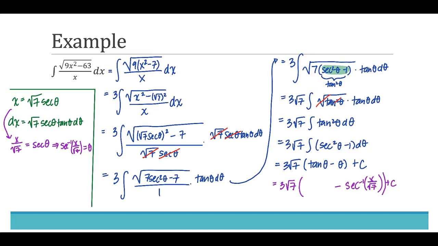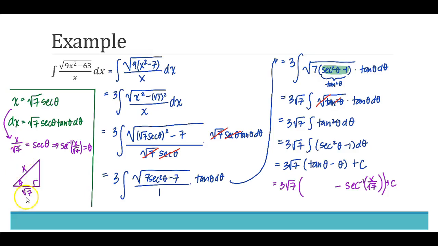X parentheses plus c. And so now we just have to find tangent theta. For that, we can go ahead and construct our triangle. So here's our right triangle. Secant is x over radical 7. Well, secant is the reciprocal of cosine, so cosine is adjacent over hypotenuse. So we're going to have hypotenuse over adjacent.